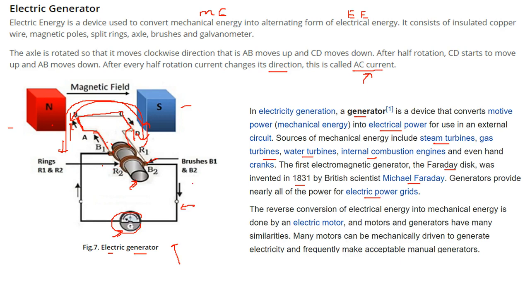The reverse conversion of this electric energy, as I just explained, into mechanical energy is done by an electric motor. You can say it's a counterpart of an electric generator, the electric motor. And motors and generators have many similarities. Many motors can be mechanically driven to generate electricity, and they frequently make acceptable manual generators.